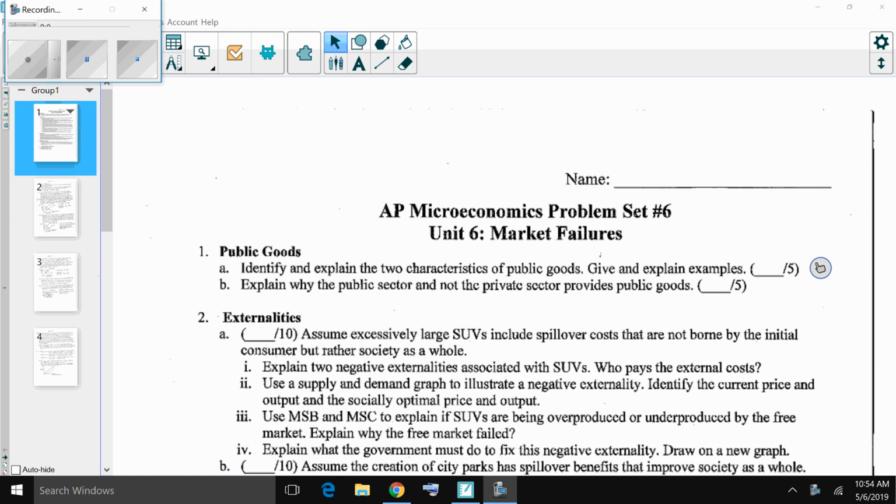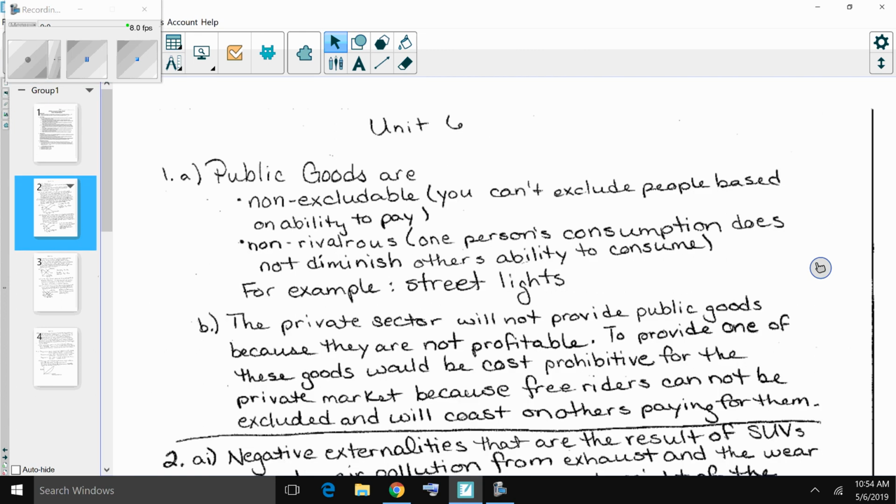All right, so we are going to go through the answers for problem set number 6, which is on market failures. And I have all of these written out, so we're going to go through each question. So the first question is, identify and explain the two characteristics of public goods and give examples.